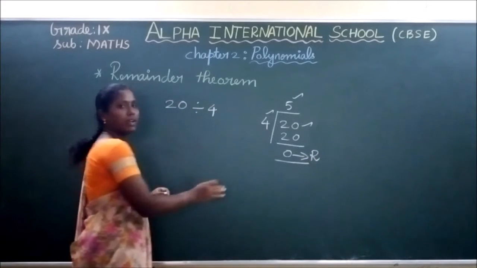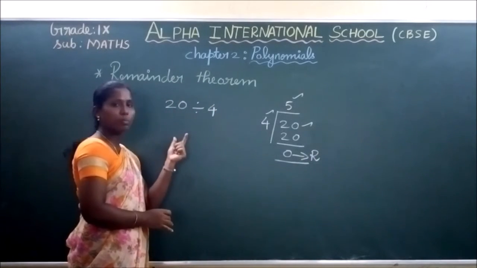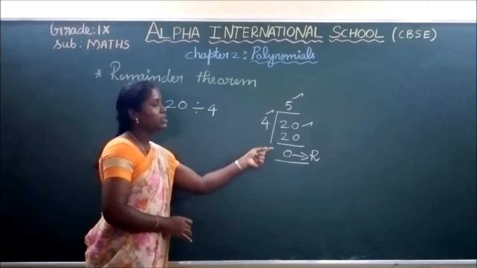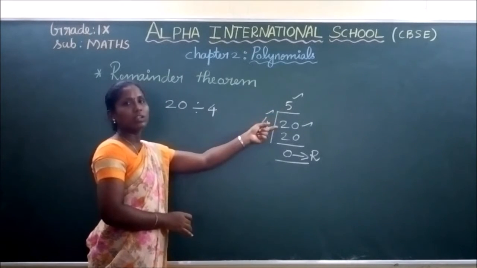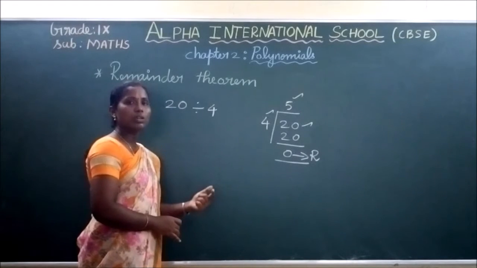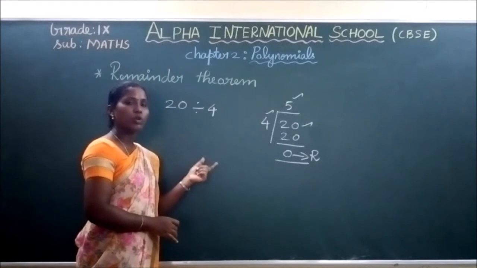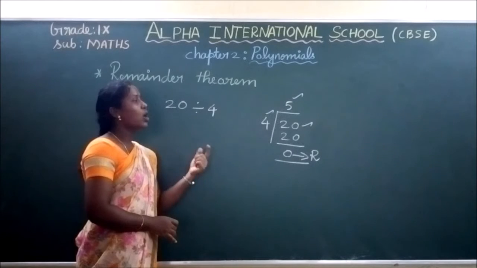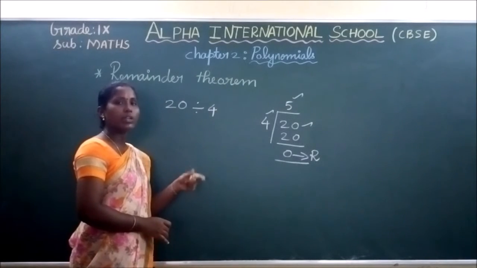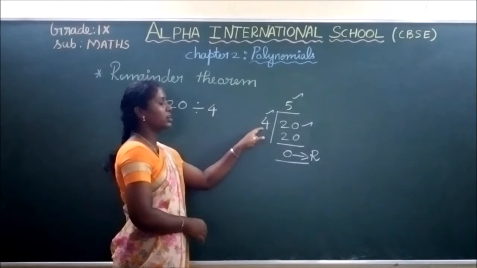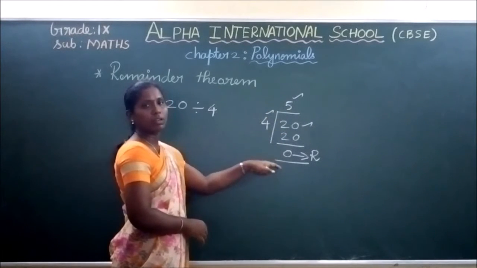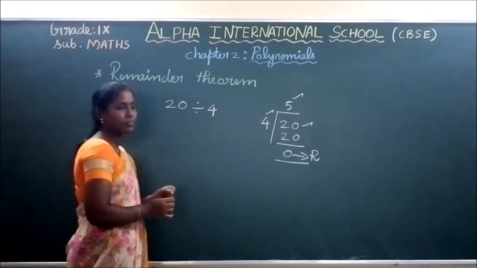So by the normal division method, if you divide a number by another number, we can find the remainder and quotient. In the same way, we are going to do the problems for polynomials. If a polynomial is divided by another polynomial, how do we find the quotient and remainder using the long division method? Here we have dividend, divisor, quotient, remainder. How will we find the relationship between all of these?